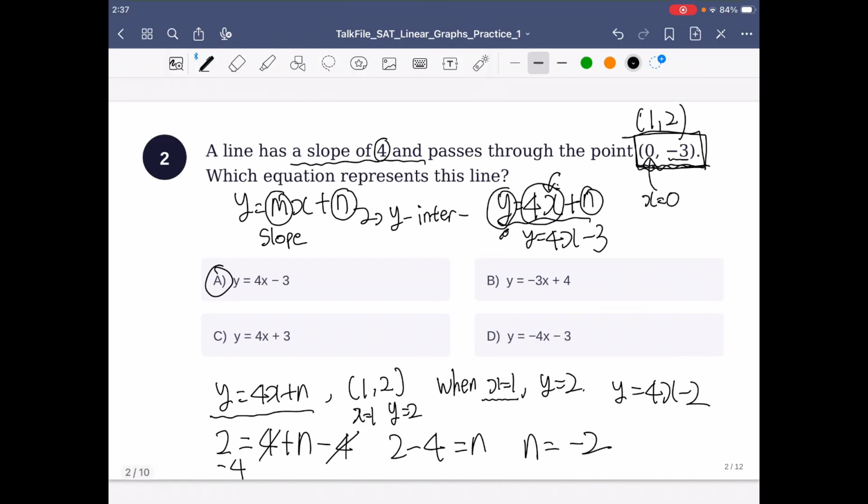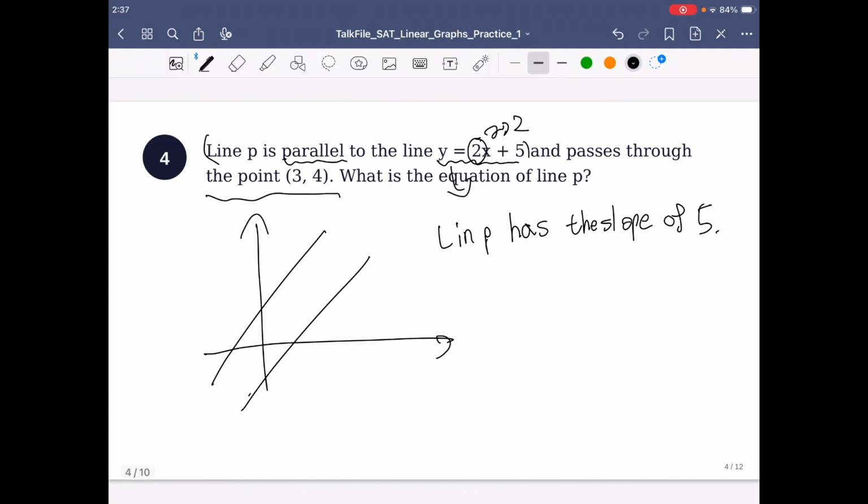We've done something similar before, like here. We knew the slope and we knew one point, although in that case it was the y-intercept, so it was way easier. But I also briefly mentioned how to find the y-intercept if we don't know it but we do know one point. So this is exactly that case. Line P has the slope of 2, so the equation for line P would be y equals 2x plus n.